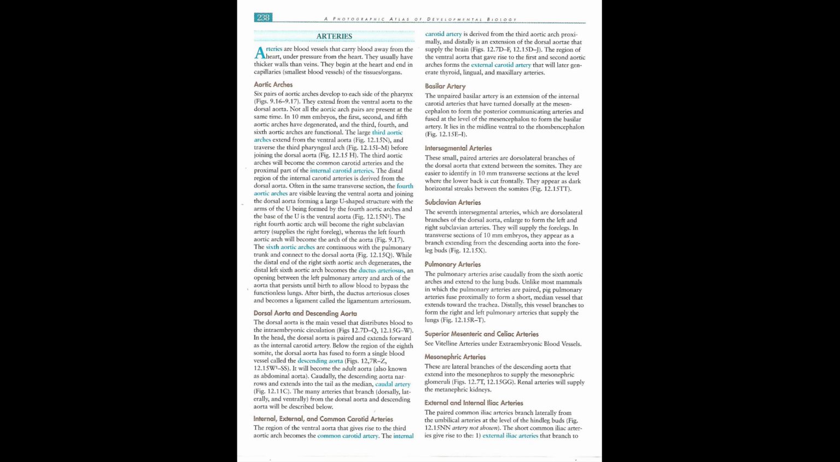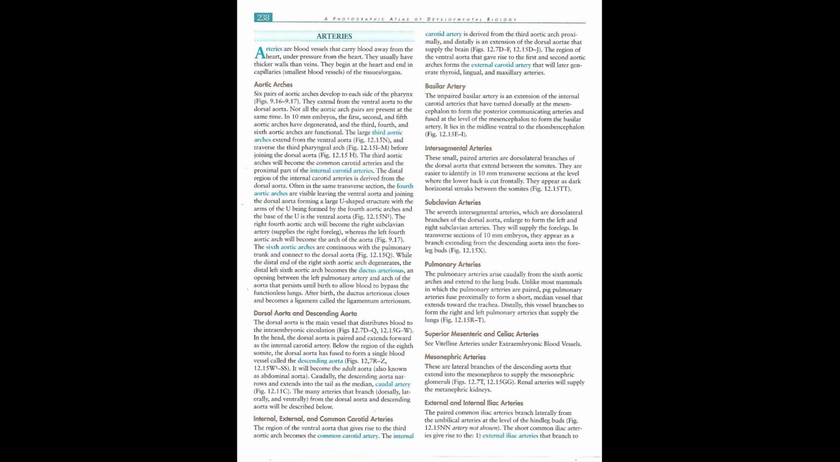Dorsal aorta and descending aorta. The dorsal aorta is the main vessel that distributes blood to the intraembryonic circulation, Figs 12.7 DQ, 12.15 GW. In the head, the dorsal aorta is paired and extends forward as the internal carotid artery. Below the region of the eighth somite, the dorsal aorta has fused to form a single blood vessel called the descending aorta, Figs 12.7 RZ.